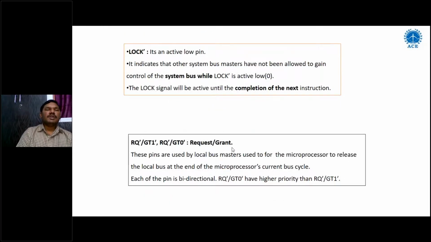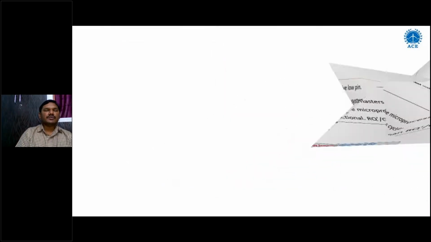And lock. Lock means whenever some operation is happening by the microprocessor, the microprocessor system bus, meaning address bus, data bus, and control bus, will not be allowed to be accessed by other devices. That is called lock bus. If you want to access, then we have to use these two pins RQ/GT0 and RQ/GT1. If you want to operate other devices during the operation, then you can call RQ/GT1 and RQ/GT0.